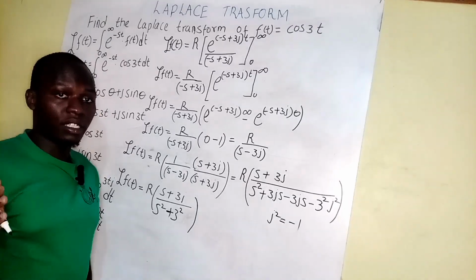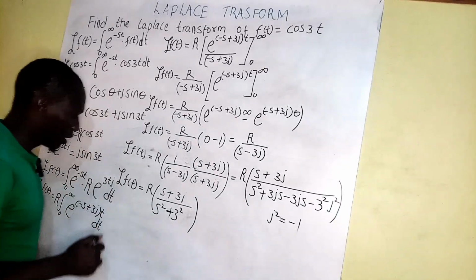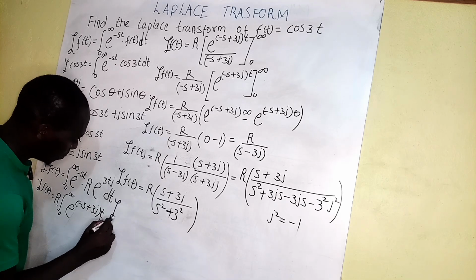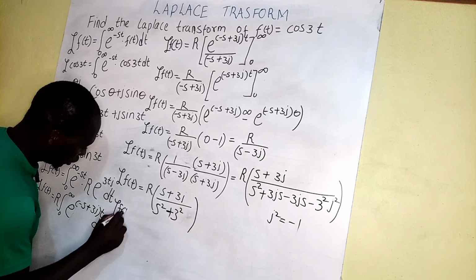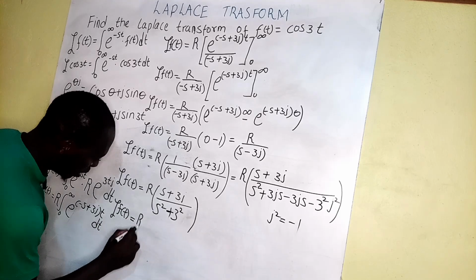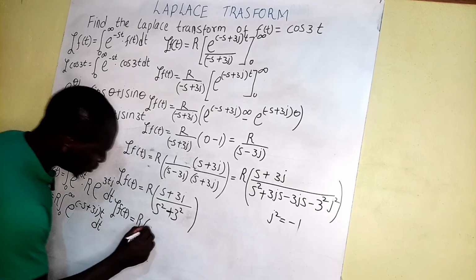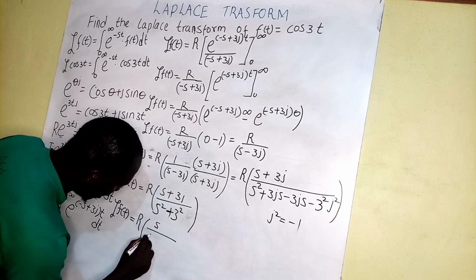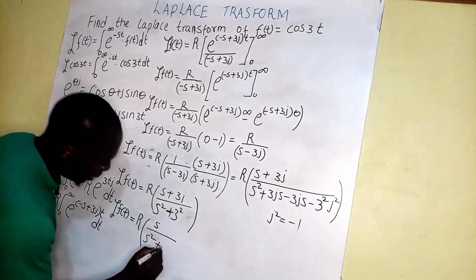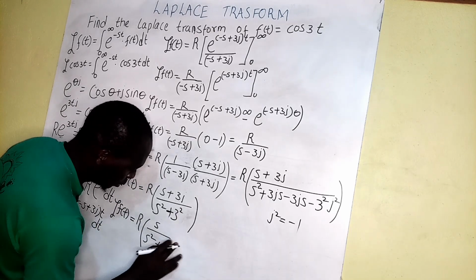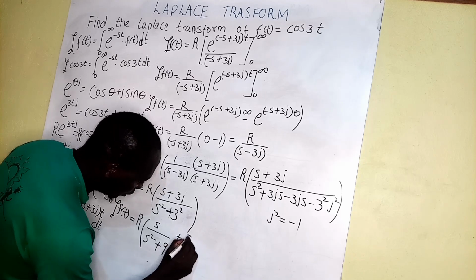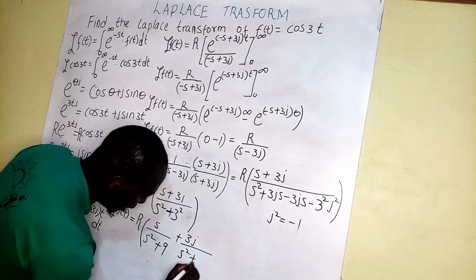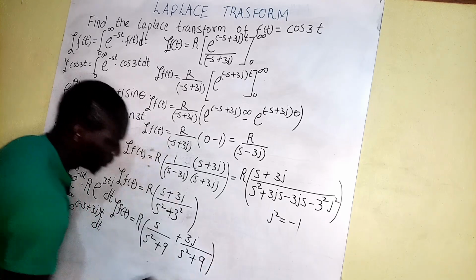At this point now, we can separate the real function and the imaginary function. By separation of the real function and the imaginary function, the Laplace transform of a function f of t is going to be equal to R into s all over s squared plus 9, plus 3j all over s squared plus 9.